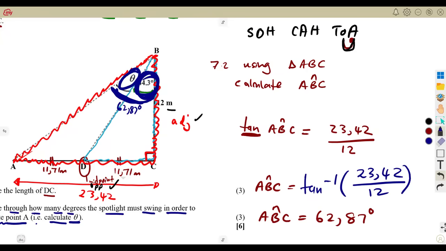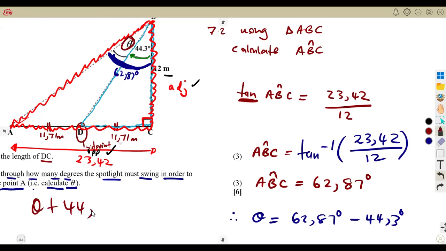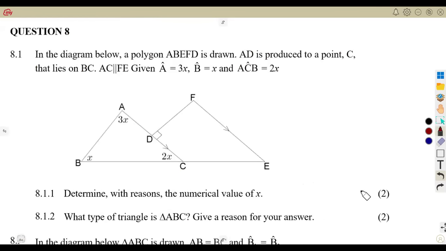And we can find the theta because ABC consists of the theta and the 44,3. It is inside of ABC. So how can we determine our theta? Therefore our theta was going to be 62,87 minus the other angle that we are given, because these two angles add up to that. If we add this theta to 44,3 degrees, we are going to obtain the whole of ABC, which is 62,87 degrees. So you can take this to the other side to find our theta directly.